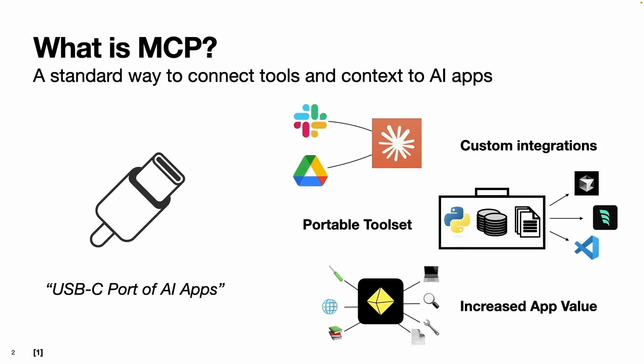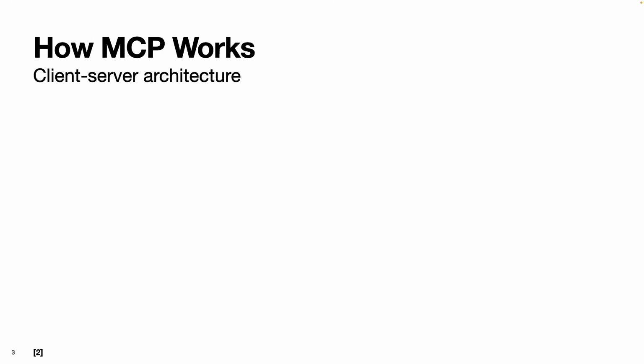So this might all sound well and good, but you might be wondering, how does MCP work under the hood? The architecture of MCP is actually very intuitive. It follows this client-server architecture, which is widely used in the web space. The basic idea is that you have two modules. You have a client and you have a server, where a client sends requests to a server, and then the server generates responses to these requests.